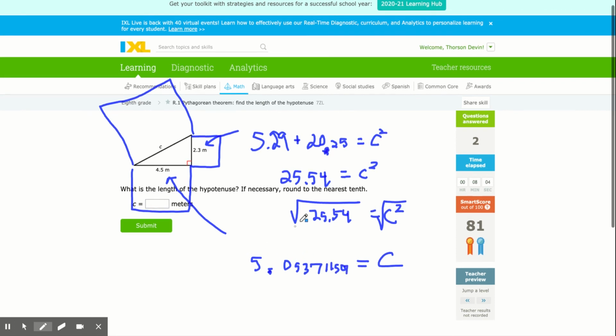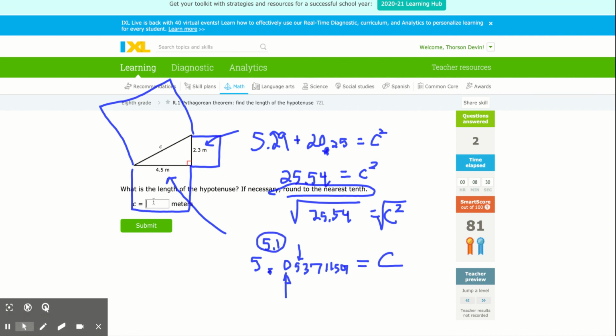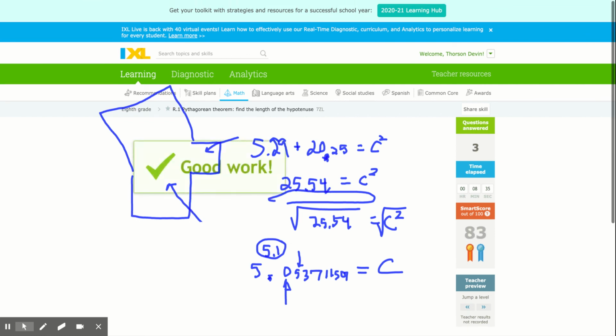But I'm going to read the instructions very carefully and notice that it says round to the nearest tenth. Tenth is one decimal place. That's right here. So again, I'm hoping everyone remembers how to round. Since the number to the right of the place I'm rounding to is a 5 or larger, that's going to go up 1. So my final solution would be 5.1 when I round to the nearest tenth, one decimal place. 5.1. Enter.